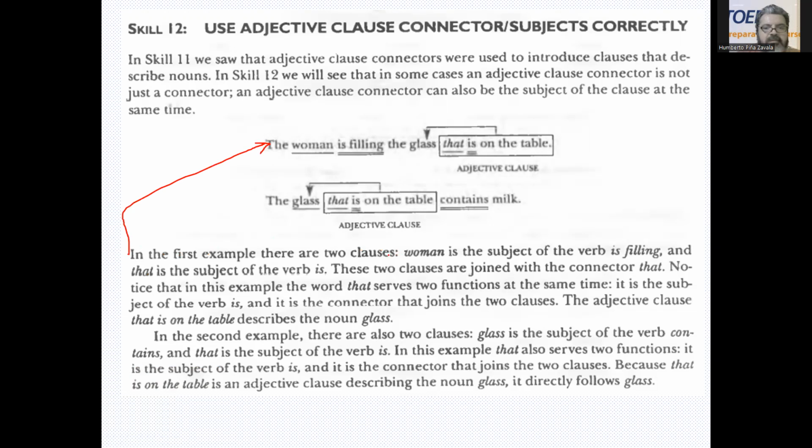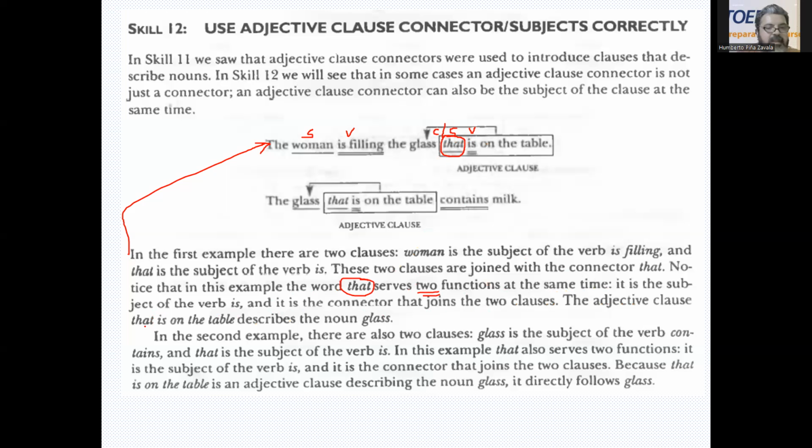There are two clauses. The woman is the subject of the verb is feeling. That is the subject of the verb is, right? These clauses are joined with the connector that. So that is a connector, but it's also the subject. Notice that in this example, the word that serves two functions at the same time. It is the subject of the verb is, and it is a connector that joins the two clauses.